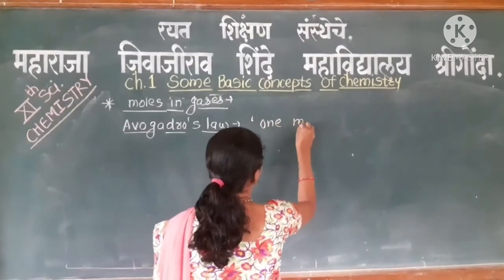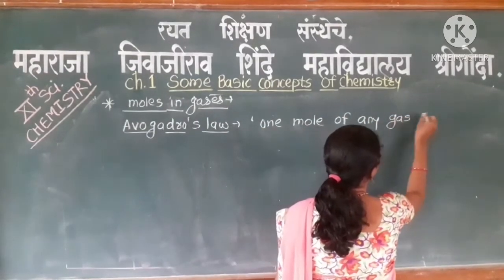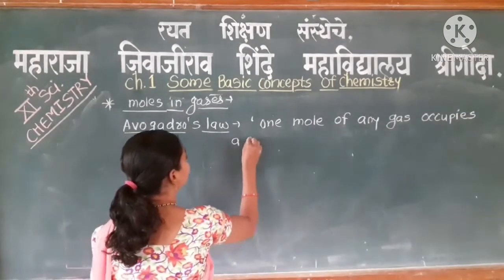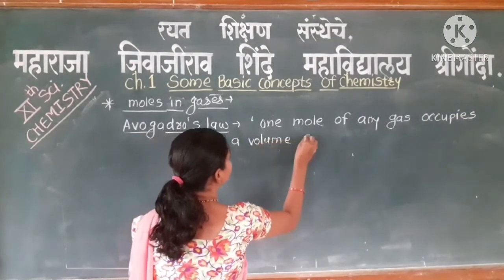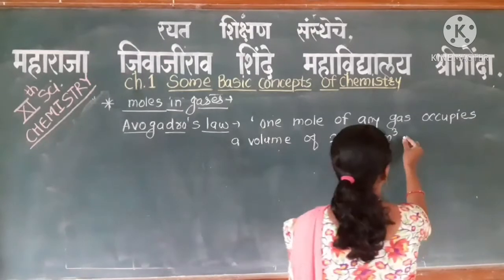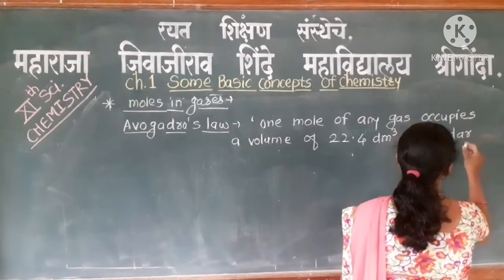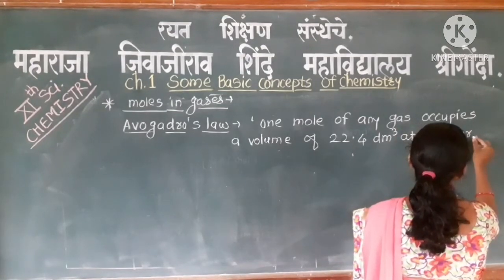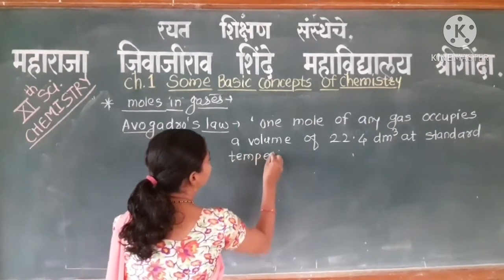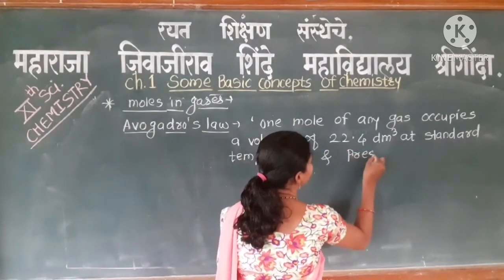1 mole of any gas occupies a volume of 22.4 decimeter cube at standard temperature and pressure.